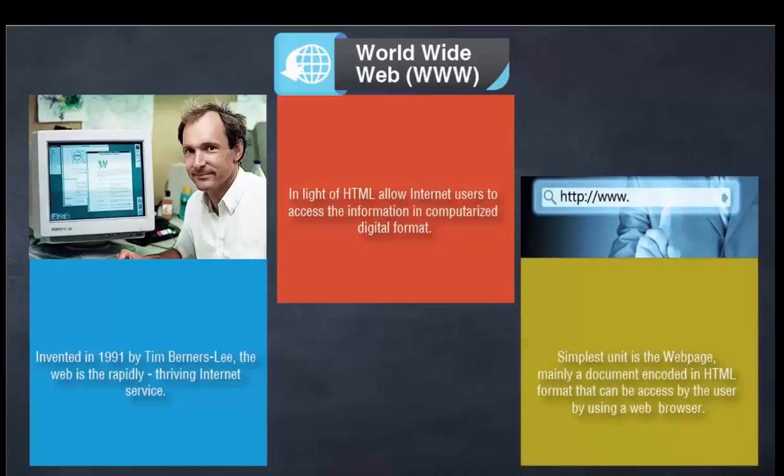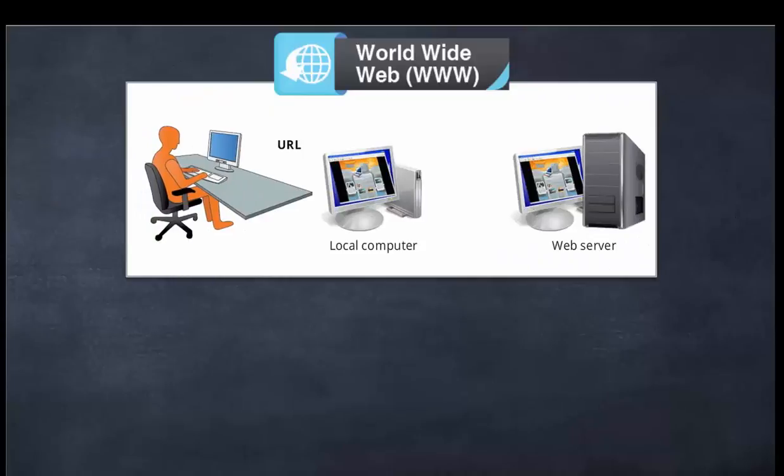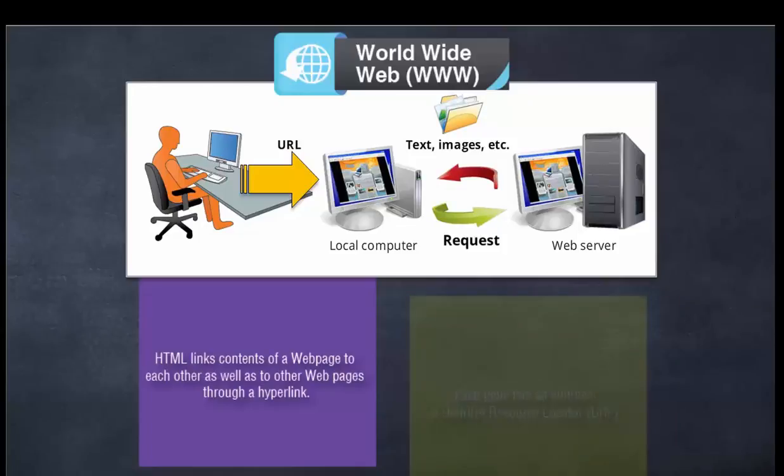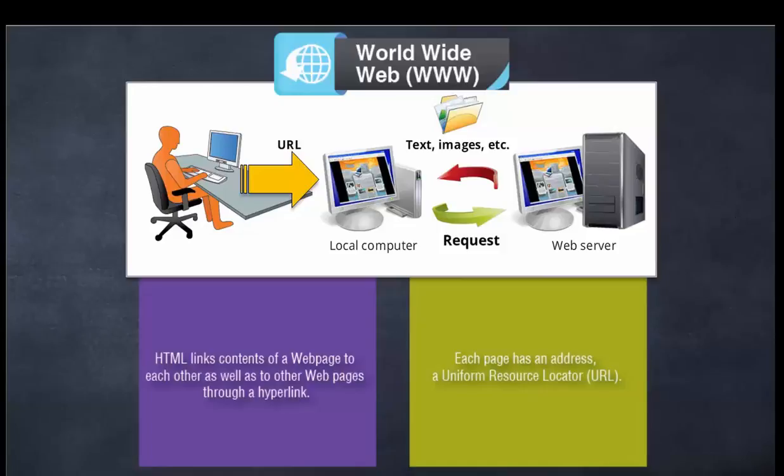The simplest unit is the web page, mainly a document encoded in HTML format that can be accessed by the user by using a web browser. HTML links contents of a web page to each other as well as to other web pages through a hyperlink. Each page has an address, a Uniform Resource Locator, URL.